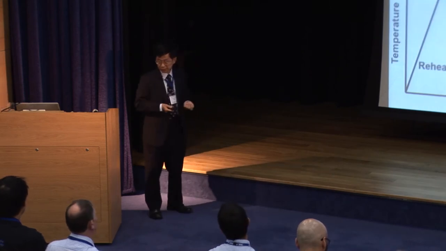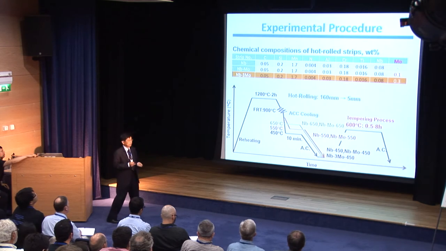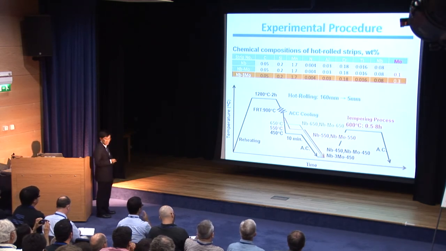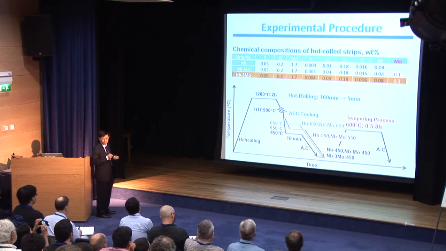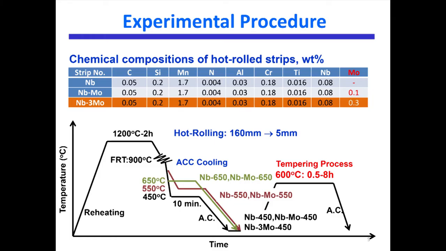And in my research, we would like to develop the low carbon bainitic steel. And China Steel has prepared three steels for us. For the three steels, we have the same base composition. The base composition is 0.05 carbon, 1.7 manganese, and 0.08 niobium. For steel one, we label it niobium steel because it's without moly. For steel two, with 0.1 moly, we label this steel niobium moly steel. For the third steel, we have 0.3% moly, and we label this steel niobium 3 moly.